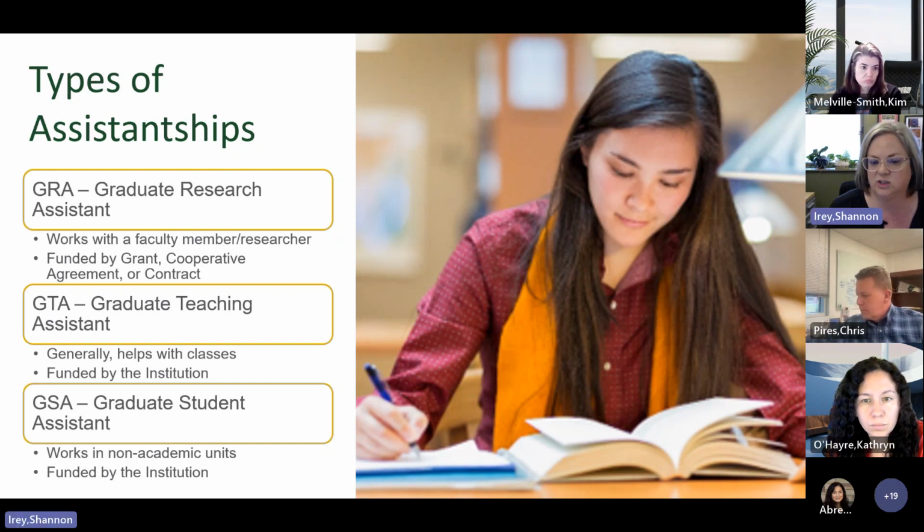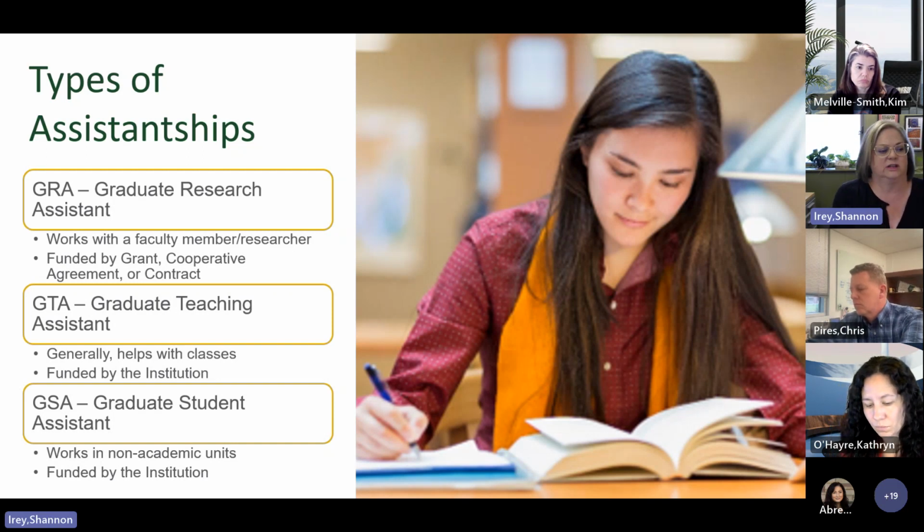Then we have our GTAs who are working in the classrooms and helping out with classroom material. And then the GSA, like I said, which is a graduate student assistant who works in non-academic units. And again, they're funded by the institution.